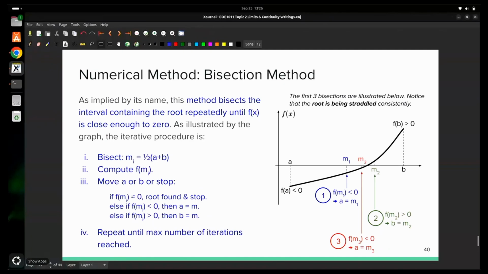Because it's possible that you didn't check your IVT and then you realize that there's actually no root inside. Then you keep on just running forever. You never find the root because there's no solution in the first place. Okay, so you need to have a maximum number of iterations.